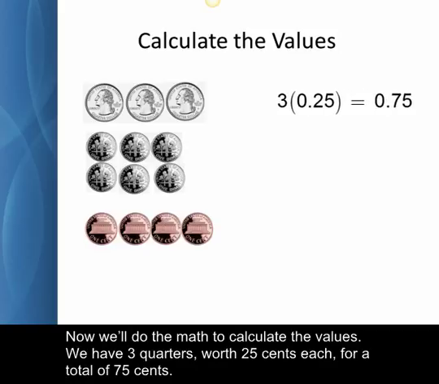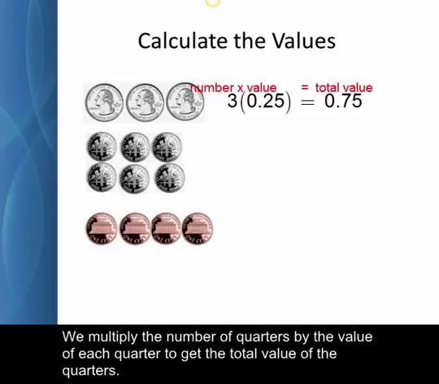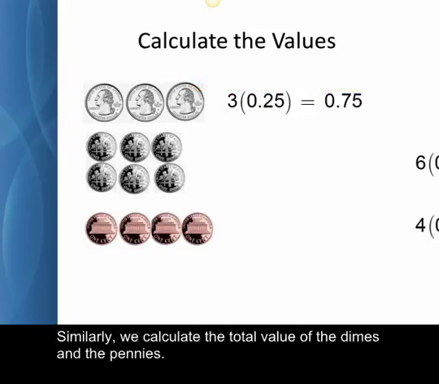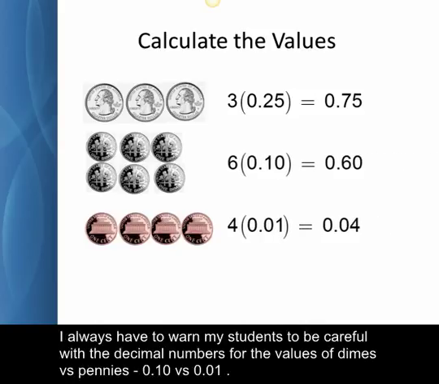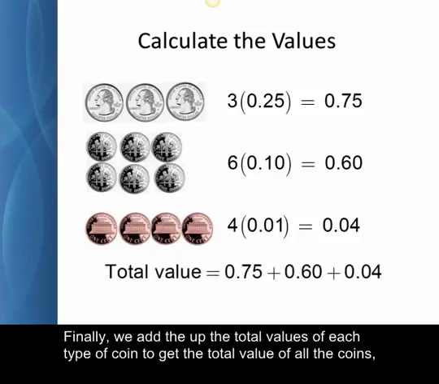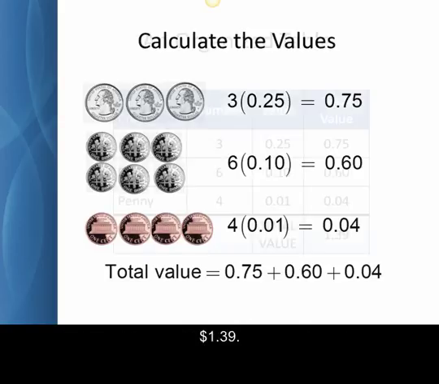We have 3 quarters worth 25 cents for a total of 75 cents. We multiply the number of quarters by the value of each quarter to get the total value of the quarters. Similarly, we calculate the total value of the dimes and the pennies. I always have to warn my students to be careful with the decimal numbers for the values of dimes versus pennies, 0.10 versus 0.01. Finally, we add up the total value of each type of coin to get the total value of all the coins, $1.39.